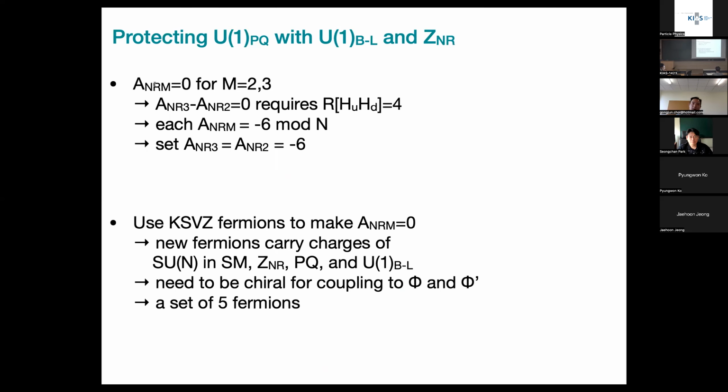So then, motivated by that observation, let me take the anomaly coefficients for Z_N^R with SU(2) squared and Z_N^R with SU(3) squared to be zero, okay? That means they should be equal to each other. And if you go through the computation for this anomaly coefficient within the MSSM, you come to know that this equality between the anomaly coefficients A_N3 and A_N2 requires the R charge assignment, the R charge of H_U H_D, to be 4. Then if you put this into each anomaly coefficient expression, you will find that each anomaly coefficient will be given by minus 6 mod N, meaning the anomaly coefficient needs to be an integer multiple of N minus 6, okay? And for simplicity, let me take the anomaly coefficient to be minus 6 identically.